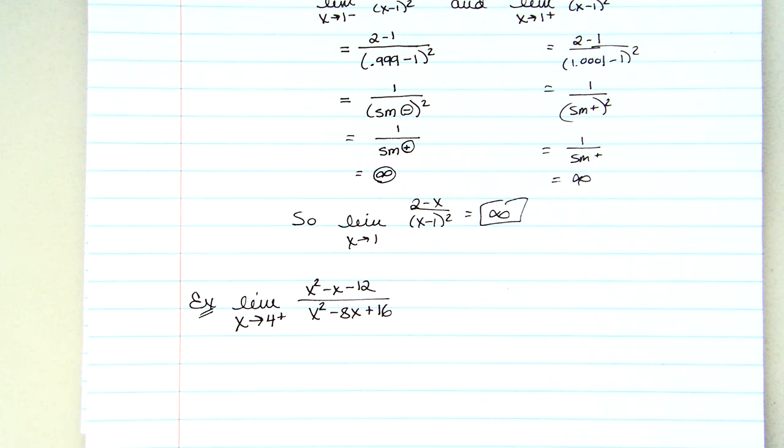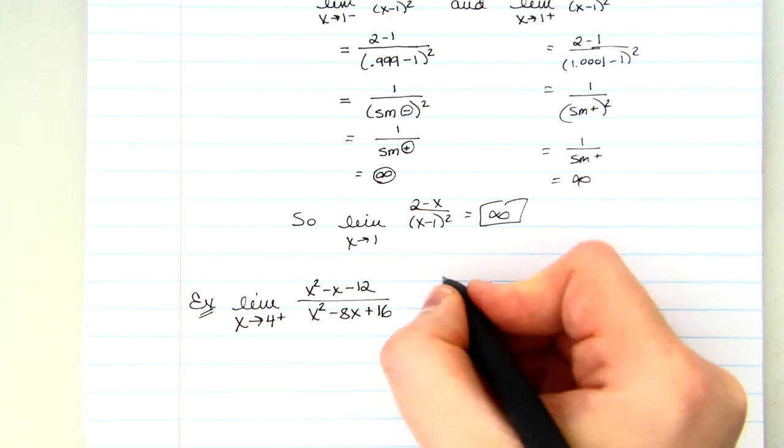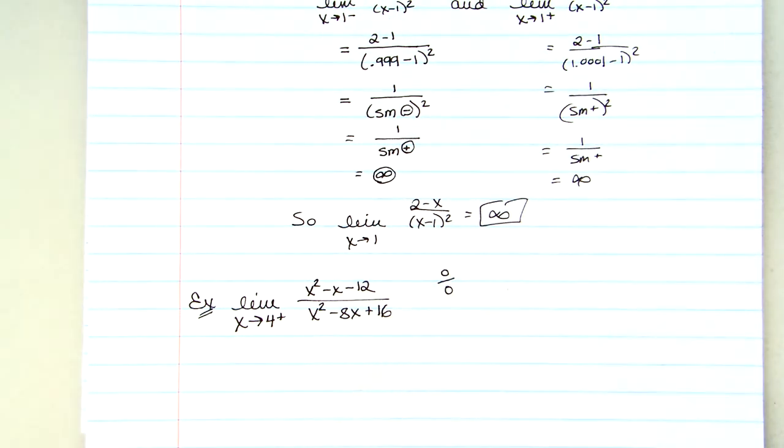Yes? No? Bennett? What is it? You getting 0 over 0?